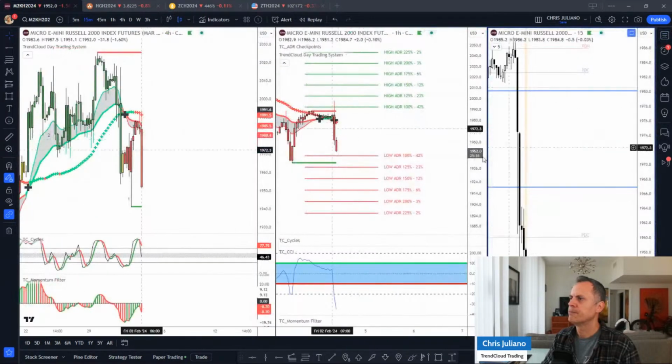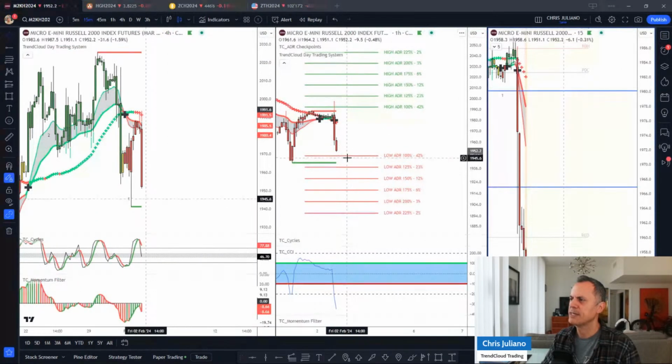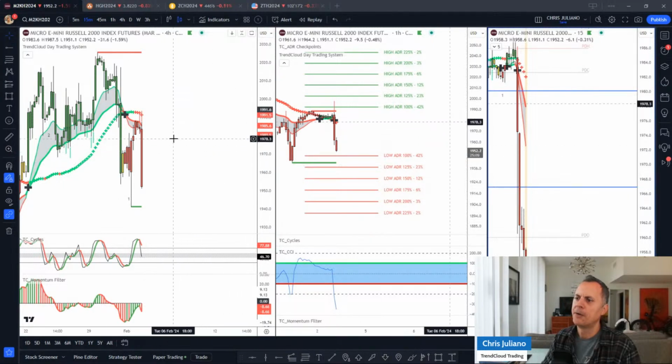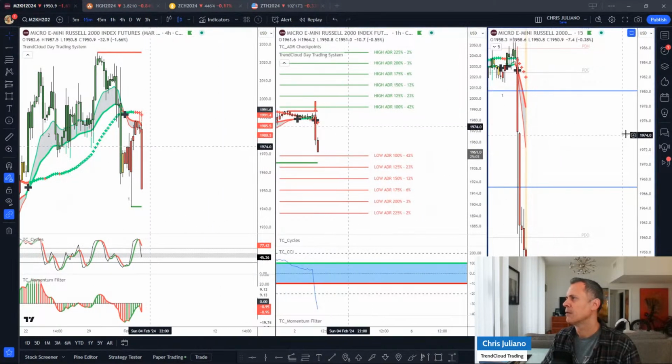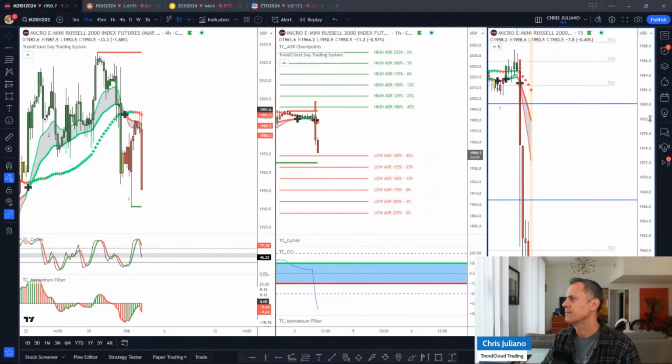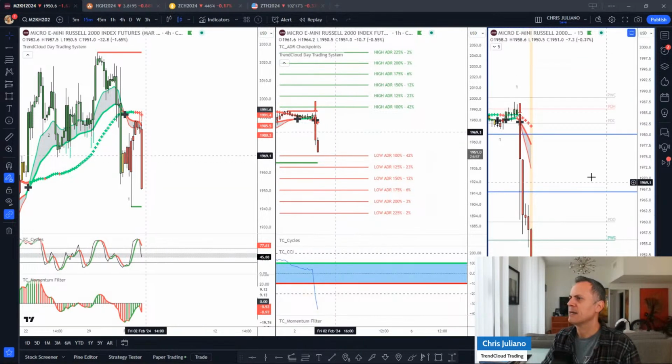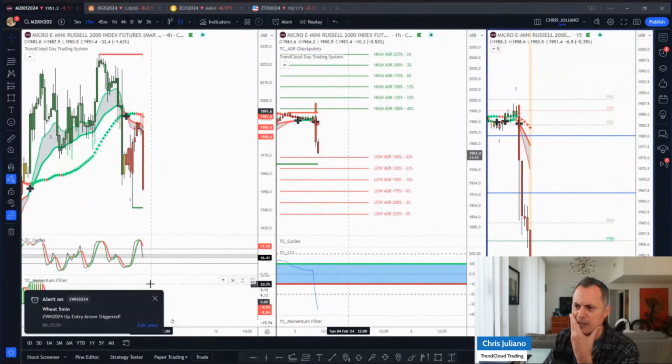Russell is about to hit its first ADR checkpoint. Russell is down, cycling down, momentum is down. We've got two downtrends here. Boy, oh boy. Yeah, I think, oh, there's a 5-minute up arrow on wheat.